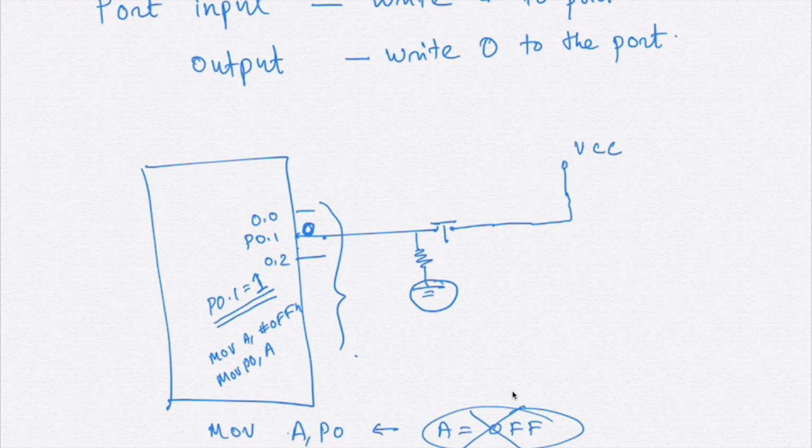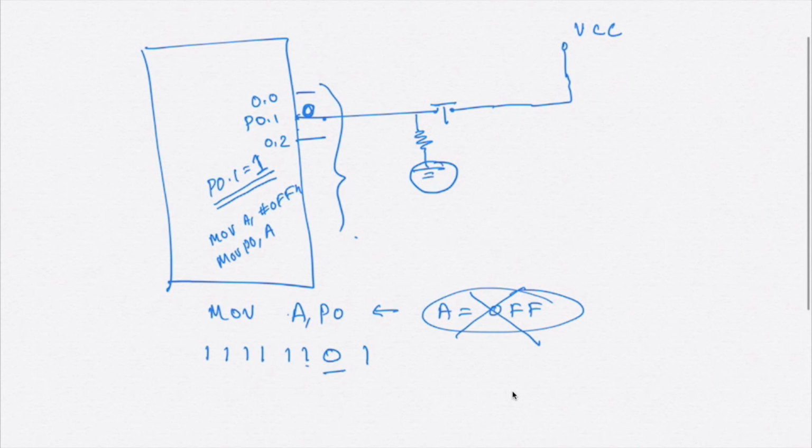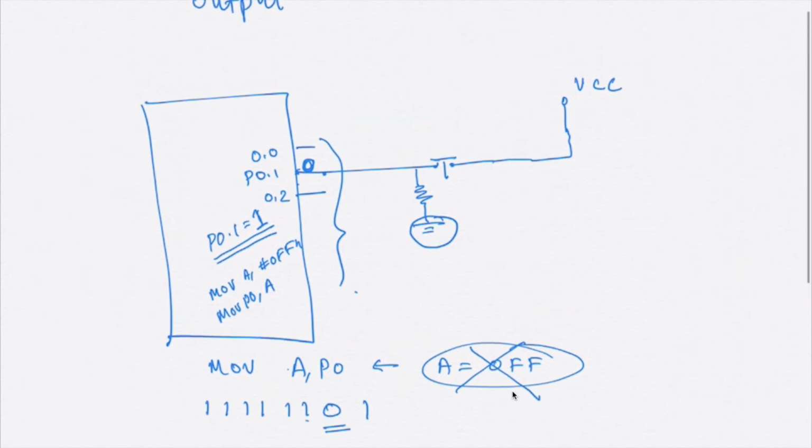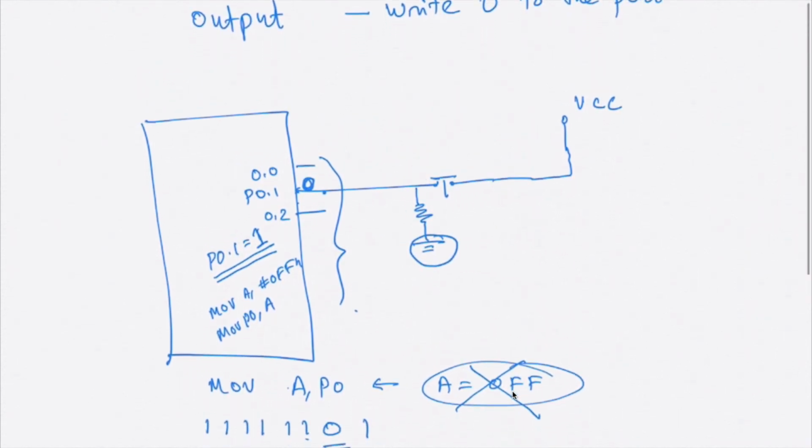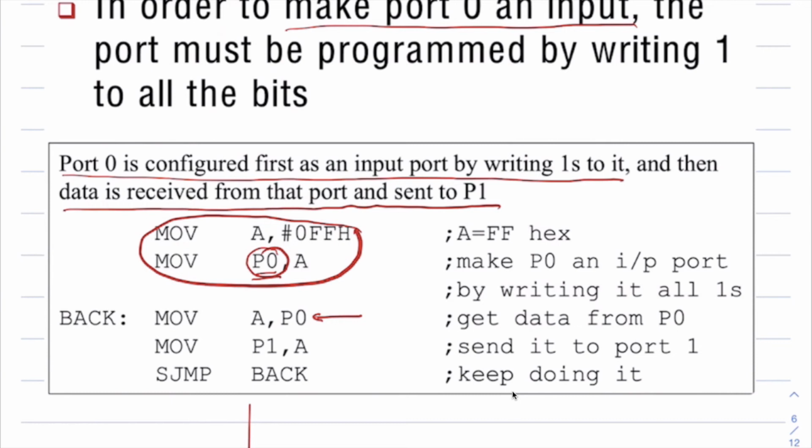So that means 1 1 1 1 1 1 0 1. This 0 corresponds to P0.1, so that you must be remembering. So this 0 corresponds to P0.1. So even if you are writing FF to P0, you will not be getting the same FF back here.